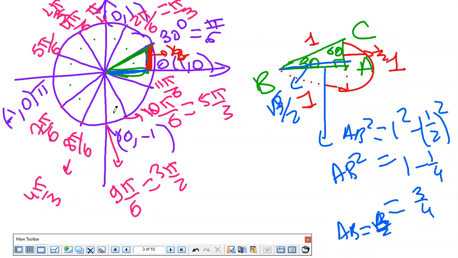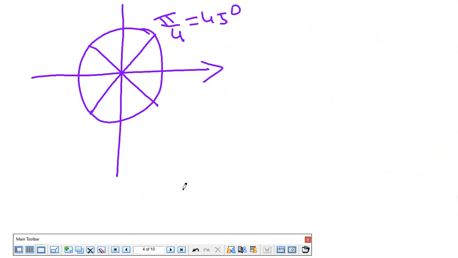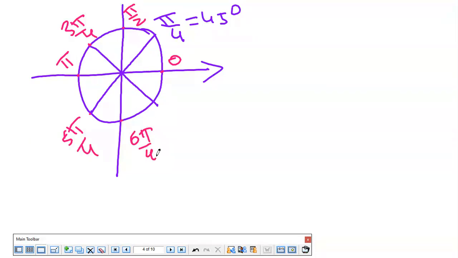I will do the same thing now for pi over 4. I cut this pizza into 16 pieces, so each angle is pi over 4. This is 0. Pi over 4. 2 pi over 4 means pi over 2. This is 3 pi over 4. This is 4 pi over 4, which means pi. 5 pi over 4. This is 6 pi over 4, which means 3 pi over 2. This is 7 pi over 4. And this is 8 pi over 4, which means 2 pi.